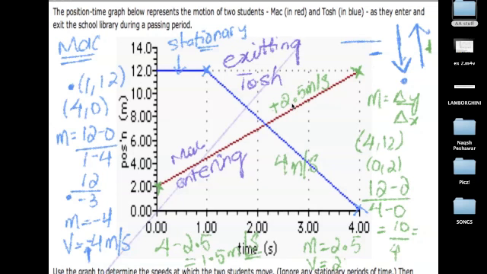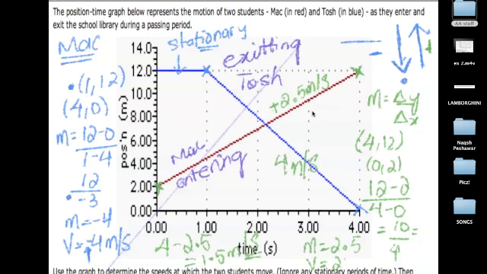I think I said Mac earlier when we were calculating the velocity for Mac. Does this clear the confusion? Tosh is moving 1.5 meters per second faster than Mac.